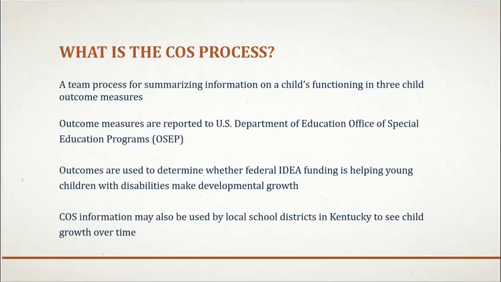The Child Outcome Summary process, or COS, is a team process for summarizing information on a child's functioning in 3 child outcome measures. This information is reported to the United States Department of Education Office of Special Education Programs to determine whether federal IDEA funding is helping young children with disabilities make developmental growth. COS information may also be used by local school districts in Kentucky to see child growth over time.